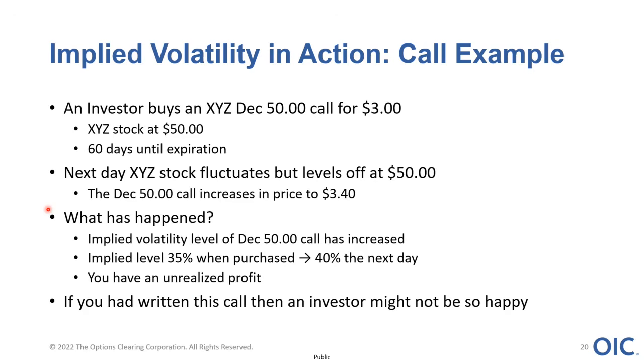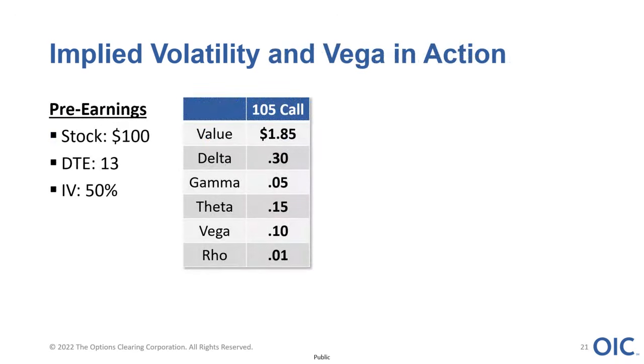Now, again, if you had written this call or if you had sold this call, then you might not be so happy about it. If you were long it and you came in and it was trading $3.40 after you paid $3 the day before and the stock was in the same place, you'd probably be pretty psyched. If you had sold it, you probably wouldn't be quite as happy about it. That is a situation in which a call might go up in value because of the implied volatility level moving up, stock staying in the same place. Let's look at a slightly different example of how implied volatility can play out in a different direction.